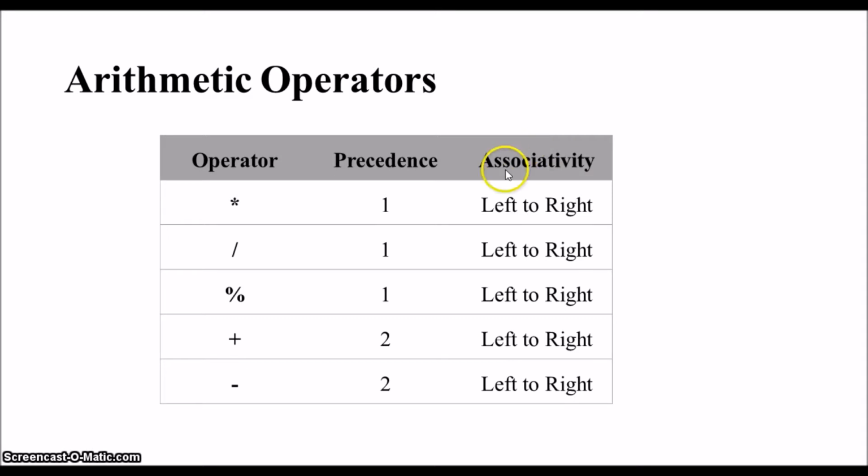And there is also something called associativity. When two or more operators in an expression have the same precedence, then they are to be evaluated from left to right. Associativity should be used when you have an expression, and in that expression there are two or more operators which have the same precedence. In that case, they are to be evaluated from left to right. There are also some operators which evaluate from right to left, but remember, arithmetic operators' associativity is left to right.